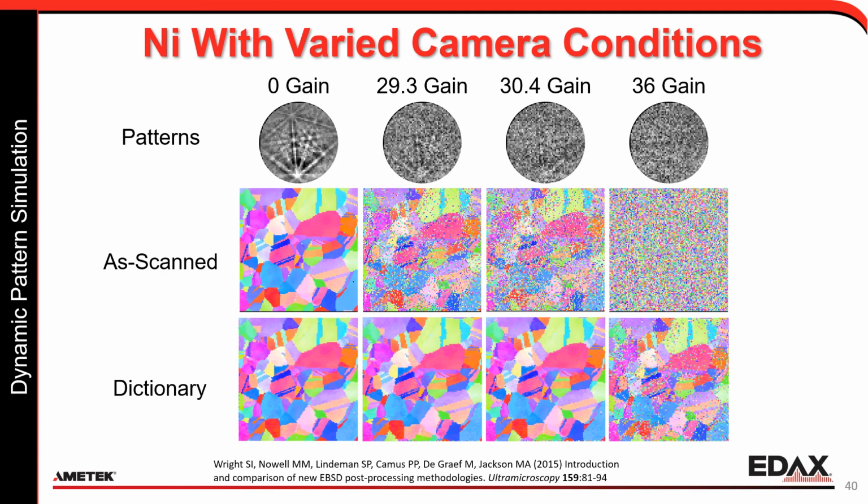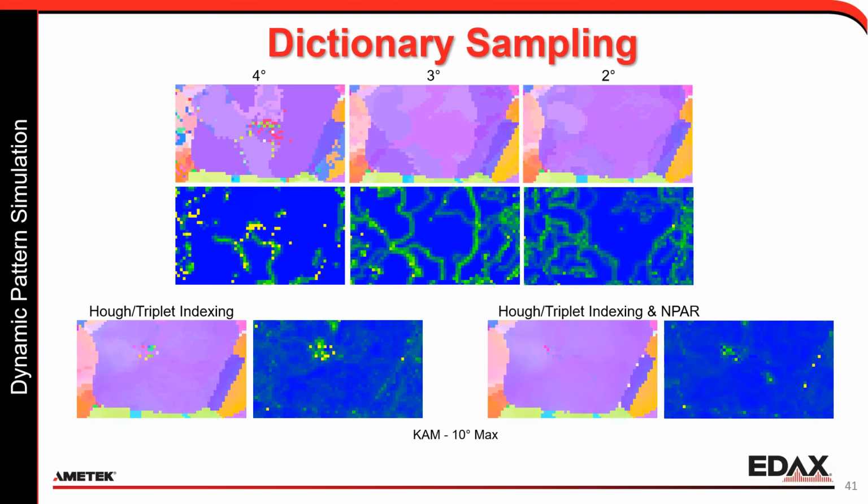As you can see here, it works really well, especially as the patterns get poor. You can see in this case we've increased the gain to increase the noise in the patterns to artificially degrade the pattern quality. And you can see in that last column on the right that we really couldn't reconstruct the microstructure at all with regular Hough-based indexing, but did quite well with the dictionary indexing.